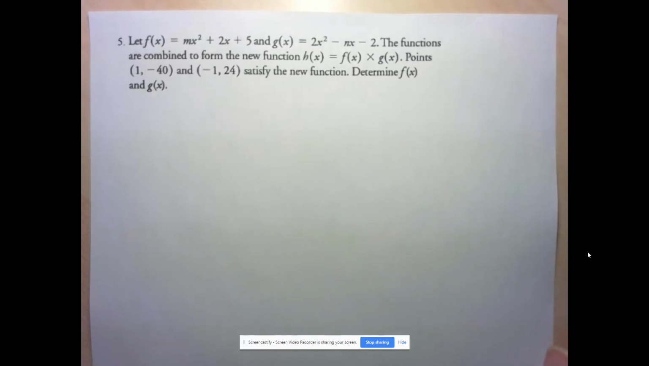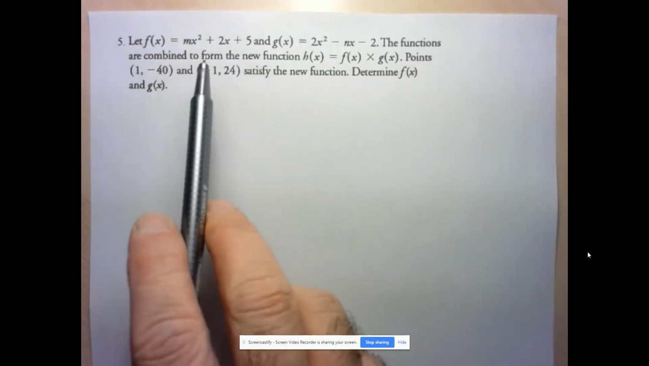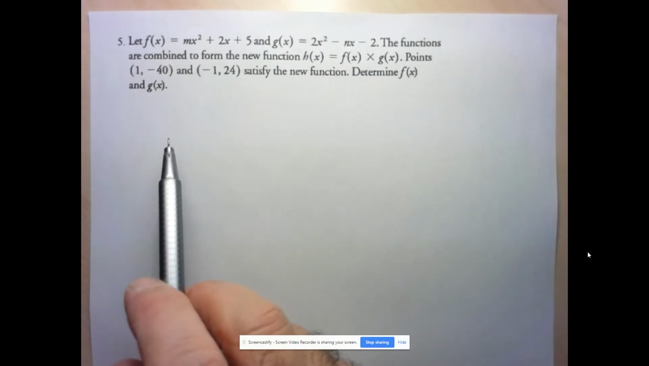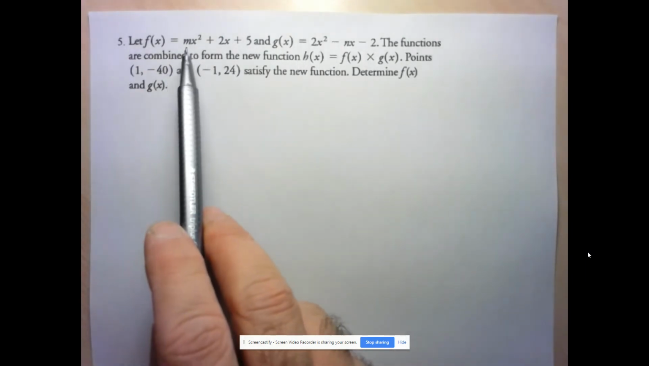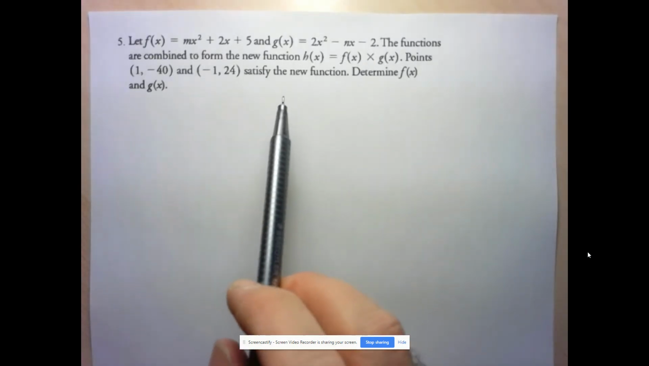Hi folks, we're going to take a look at this question from the homework. They give us these two functions, and we notice that they're quadratics, but they both have an unknown parameter. Here the coefficient of x squared is unknown, and here the coefficient of x is unknown.